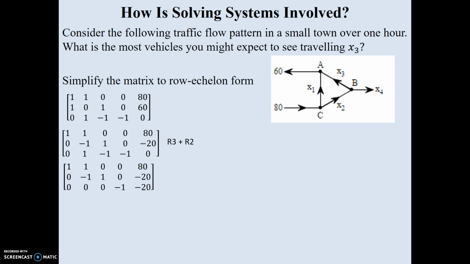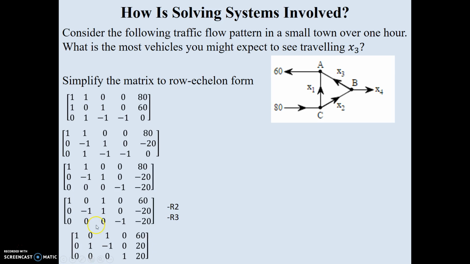Now I want to keep going, so I'm going to add row 1 and row 2 together. And last thing, I see that there's nothing else I can cancel, but I want my leading ones to be positive. So I'm going to multiply both those rows by a negative so that the leading ones become positive. And now I have my augmented matrix simplified down to where I can work with it. So what does this mean? Well, I'm going to rewrite them as equations.